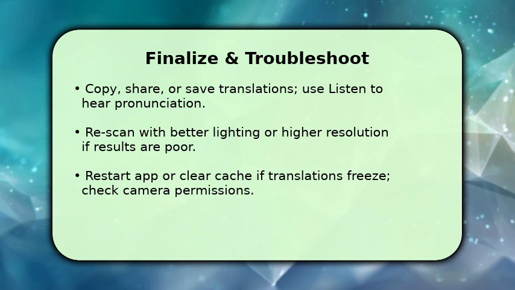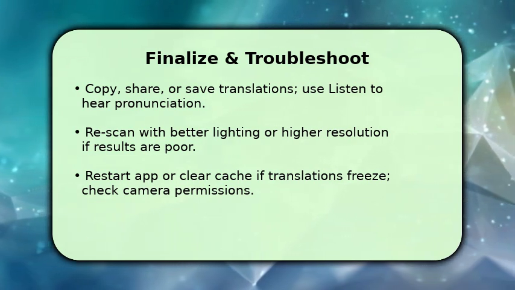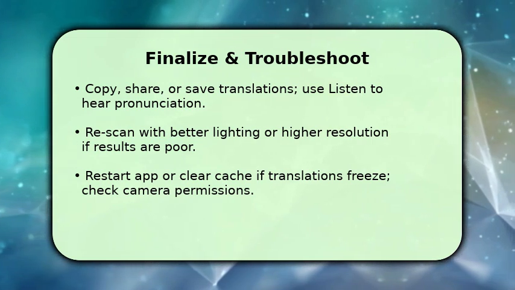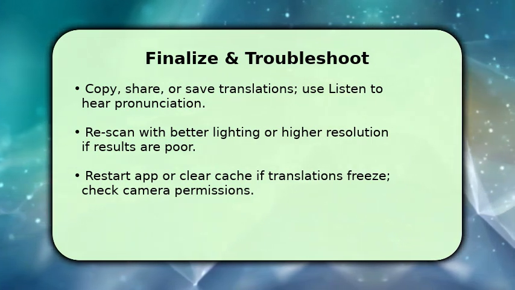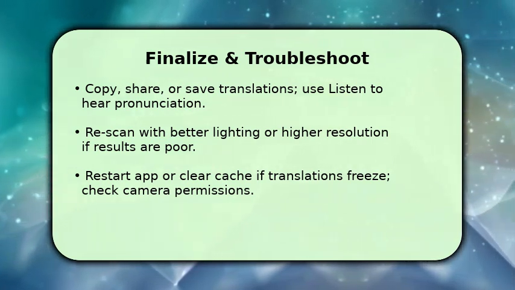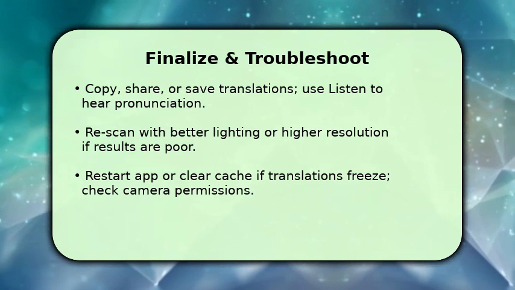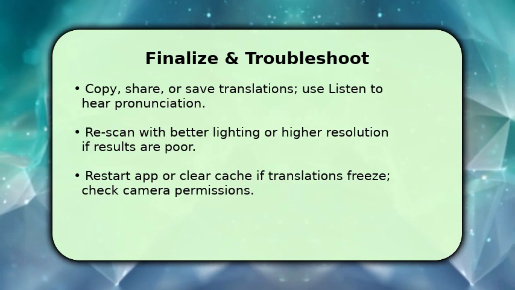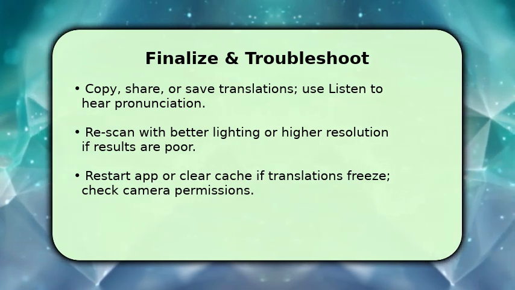If the output seems off, rescan with improved lighting or hold closer for higher resolution capture. That often fixes OCR errors. If Lens freezes or won't translate, restart the app and check camera permissions or clear the app cache. This resolves most software glitches and gets you back to translating fast.